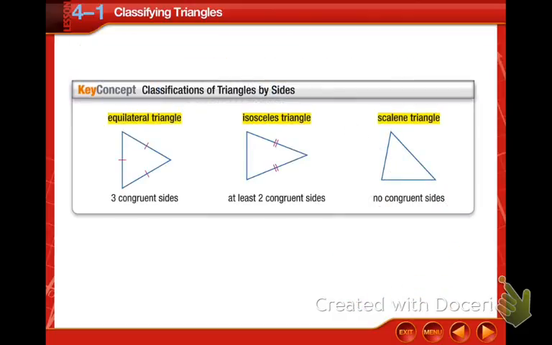Now we're looking at the triangles that are classified by their sides. So equilateral, all three sides are the same. Isosceles, at least two congruent sides. So keep in mind, at least two congruent sides means that equilateral triangles are technically isosceles triangles as well. A special type, just like acute triangles and equiangular. And then of course scalene triangles with no congruent sides.